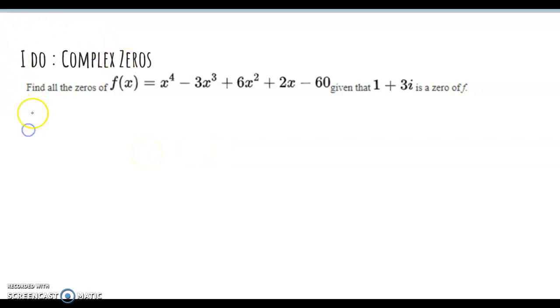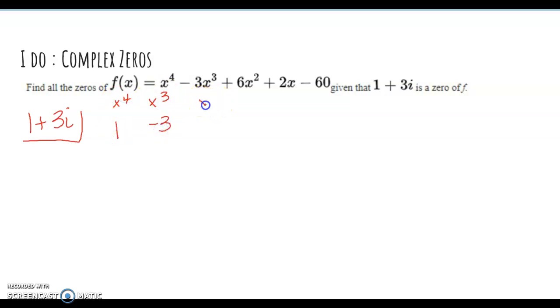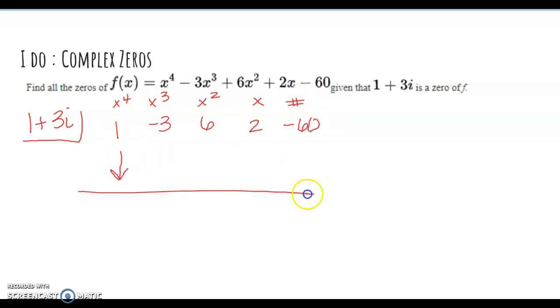So setting up our synthetic division, our zero in the box, we've got x to the fourth with a coefficient of 1, x cubed with a coefficient of negative 3, x squared with a coefficient of 6, x with a coefficient of 2, and the constant with a coefficient of negative 60. Bring down your first number, multiply by your box. Bring down your second. We've got negative 2 plus 3i. Let's fill that out.